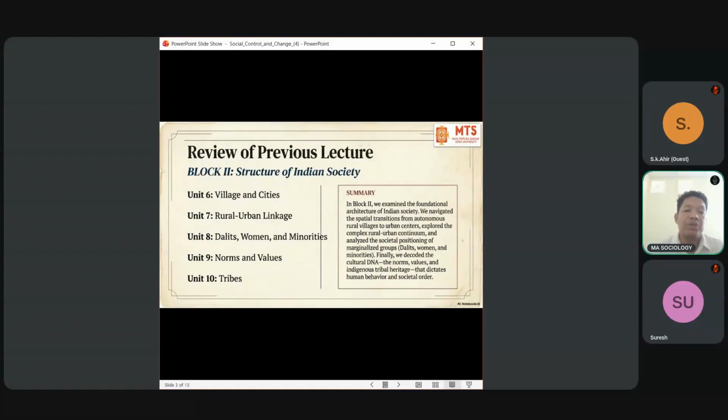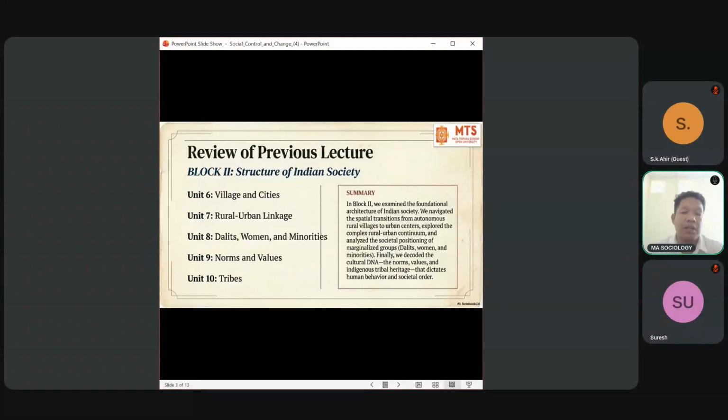Before going to block 3, let's review the previous lecture. Last class, what did I teach? We will just flashback. In unit 6 we studied what is village and cities, and the types of village and types of cities. Then urban-rural linkage in unit 7. Then in unit 8 we studied minorities, Dalits, women. As a subject, sociology always tries to understand why. We always try to find out why this happens, how this happens.